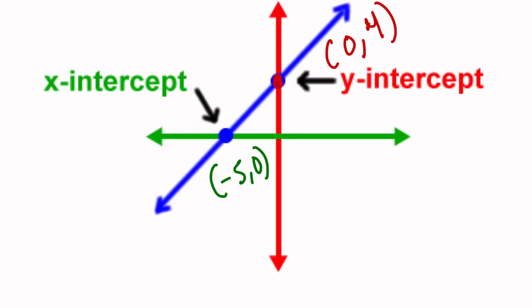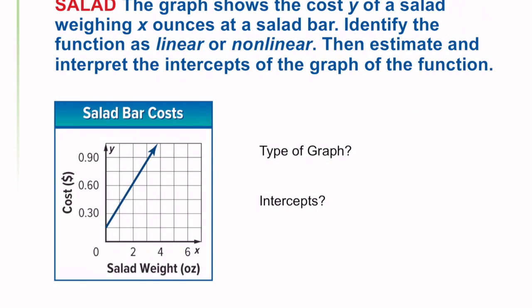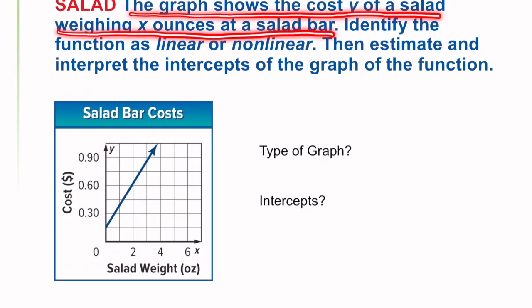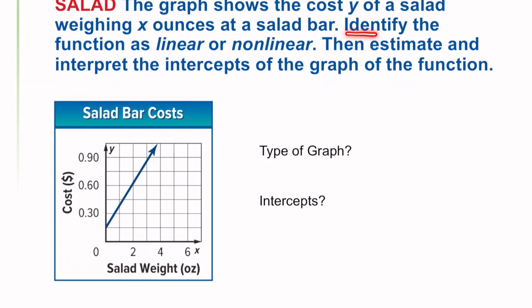Now that we understand these two concepts a little better, let's look at our first example. So in this example, it says the graph shows the cost y of a salad weighing x ounces at a salad bar. Identify the function as linear or nonlinear. Then estimate and interpret the intercepts of the graph of the function.